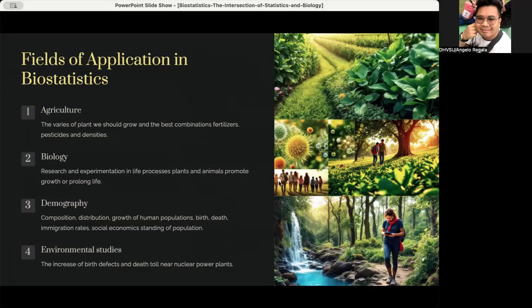For environmental science, there are environmental concerns such as the increase of birth defects and death tolls among areas near nuclear plants, or the emerging issue right now, which is global warming. Those are the things that we are concerned with when we talk about biostatistics.